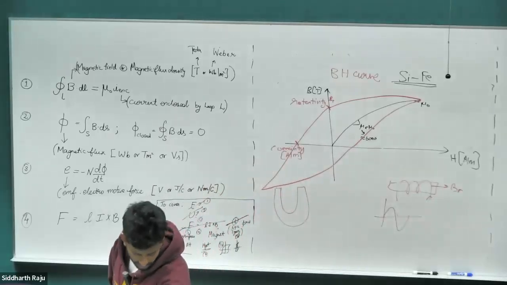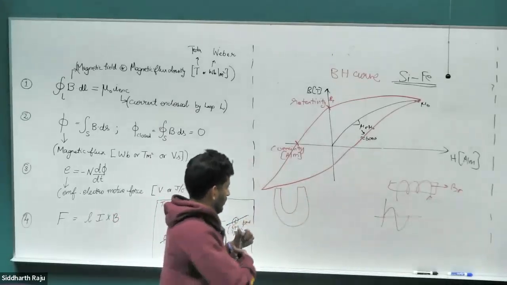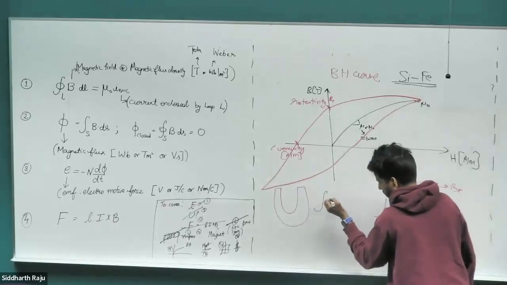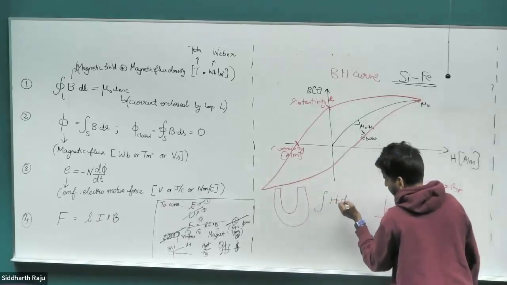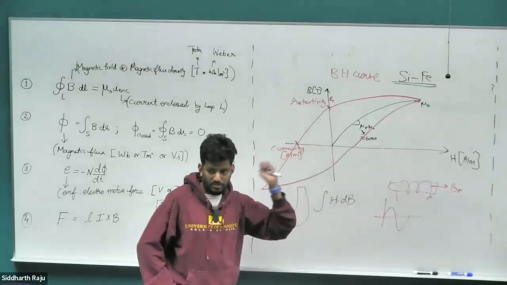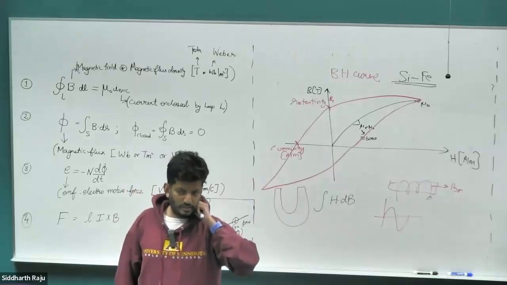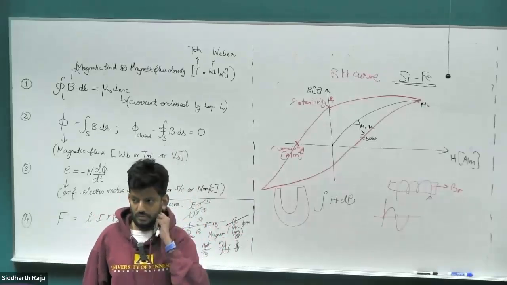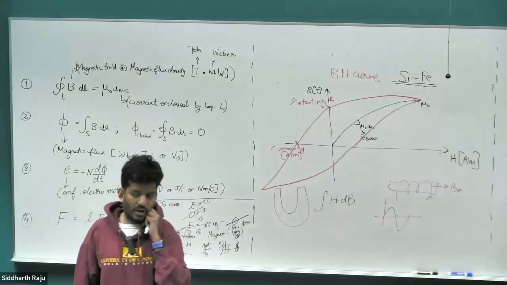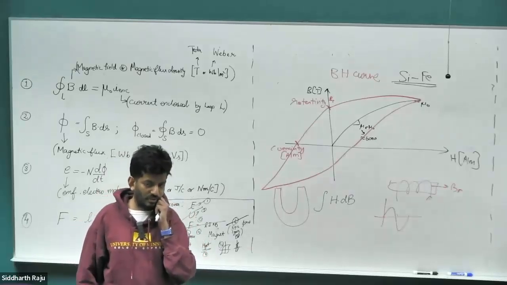So if I do this integral on the right-hand side, the integral of H dB, what does this represent in this curve over one full cycle? If I give you any curve and ask you to do an integration over a cycle, what does that integration represent?